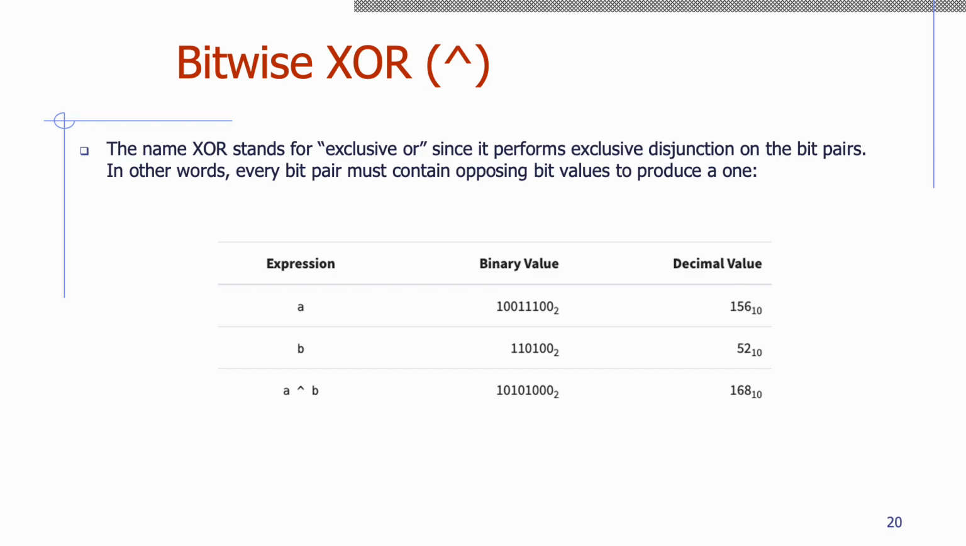Here is an example for bitwise XOR. The name XOR stands for exclusive OR, since it performs exclusive disjunction on the bit pairs. In other words, every bit pair must contain opposing bit values to produce a 1. So we have the same values for A and B. It's going to be 168 in decimal value when we apply XOR to A and B.